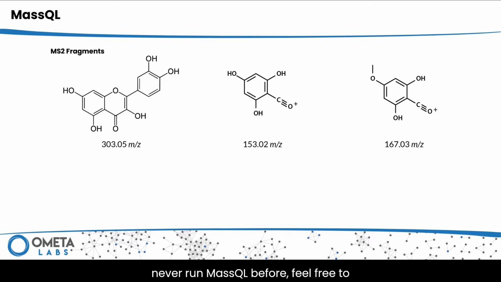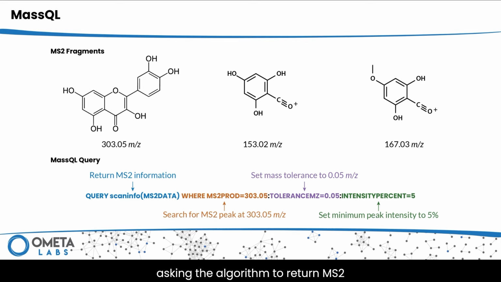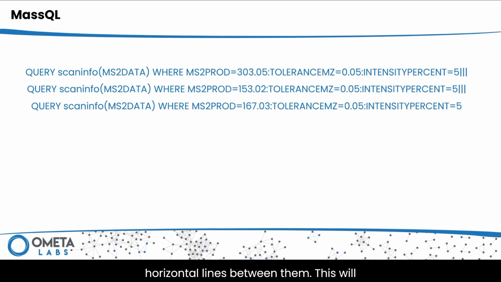Now, if you've never run MassQL before, feel free to jump over to our MassQL tutorial where we go into this in more detail, but for now I'm just going to pull up the translation of one of these queries. Basically, we're asking the algorithm to return MS2 spectra that contain an MS2 peak at 303.05 m/z with a mass tolerance of 0.05 m/z and a minimum intensity of 5%. We're going to write a separate query for each of our diagnostic fragments and then combine them by adding these 3 horizontal lines between them.